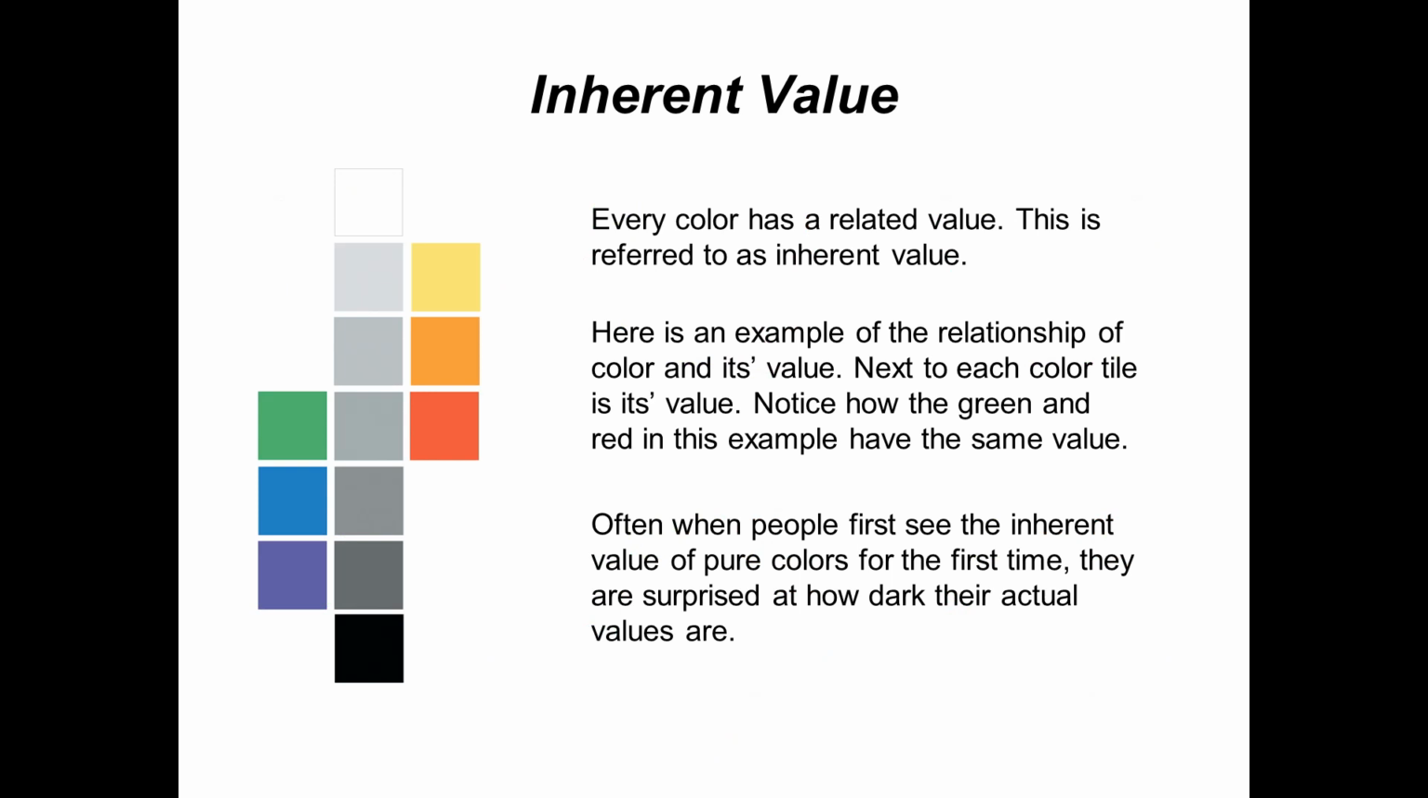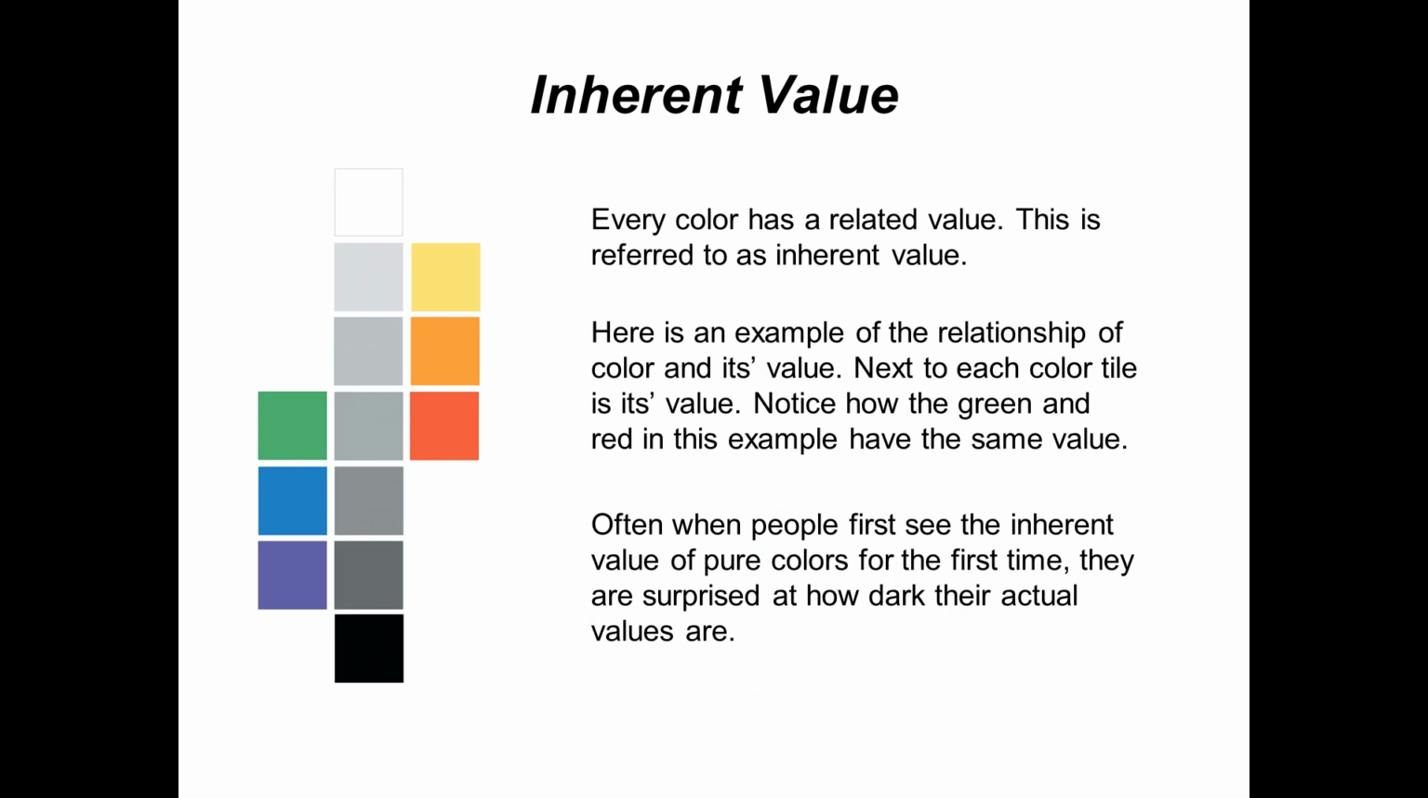Inherent value. Every color has a related value. This is referred to as inherent value. Here's an example of the relationship of color and its value. Next to each color tile is its value. Notice how the green and the red in this example have the same value. This is these particular hues of red and green. So you're not going to get this with every red and green, but if you get the right hue of each color, you're going to get the same inherent value.